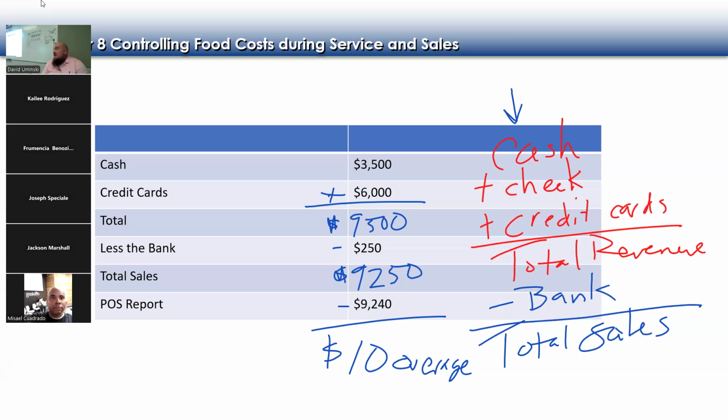Maybe they forgot to ring in an order. If it's an even number like that, $10, let's say it's a bar and somebody ordered a drink and they just gave them the $10 and they were really busy, so they forgot to go back and ring that drink in. That happens all the time. Okay. So, we want to understand why we are over by $10.